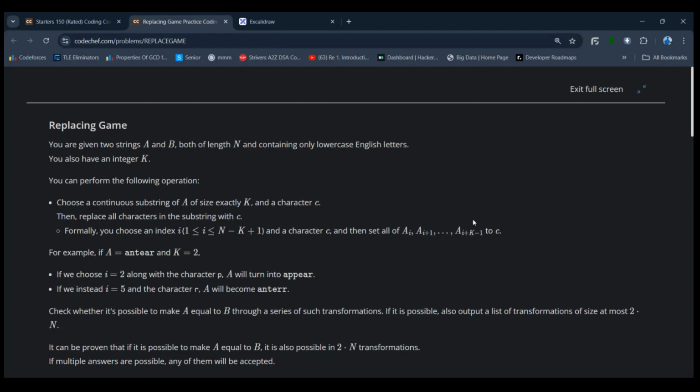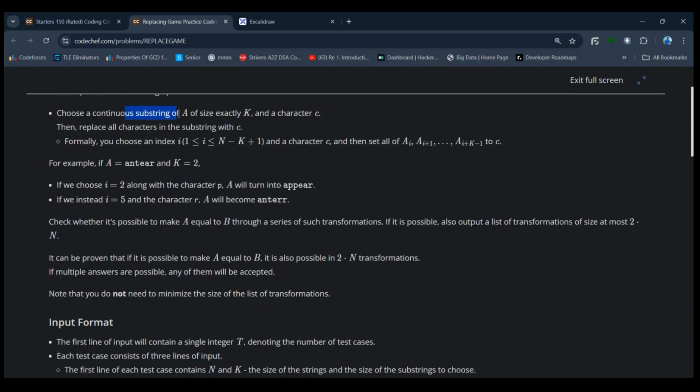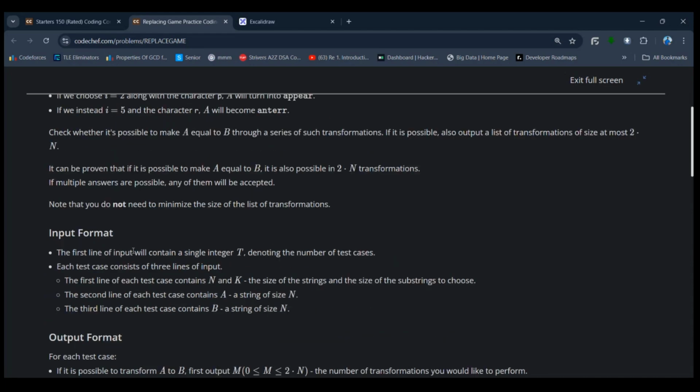Yes, sir. Okay. So the question says that you are given two strings A and B of length n, and the strings contain only lowercase English letters, and you are also given an integer k. You have to choose a contiguous substring of A of exactly size k and a character C, and replace all the characters in the substring with C. Check whether it is possible to make A equal to B through a series of such transformations. If it is possible, also output a list of transformations of size at most 2 into n.